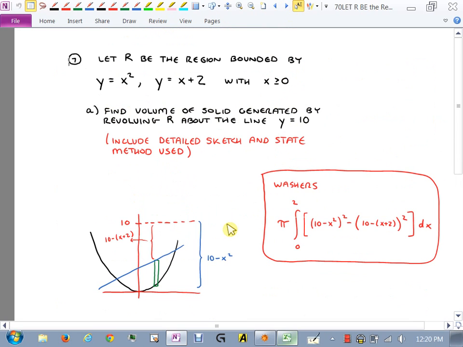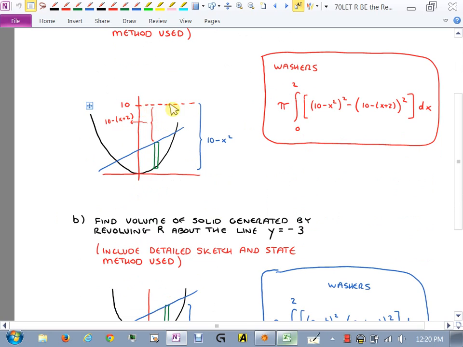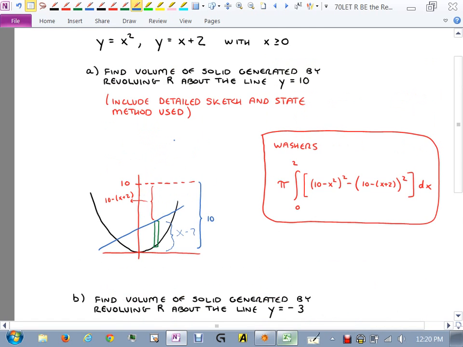Same region around y equals 10. So this time I'm going here, going around. I'm going to want washers now. Measuring these distances from here to here, all the way. That's not right. That's 10. Right. This is x plus 2. X plus 2.